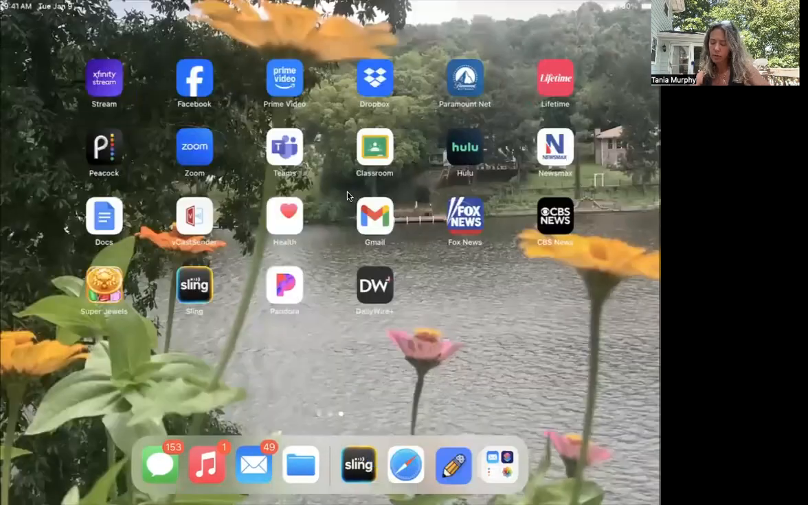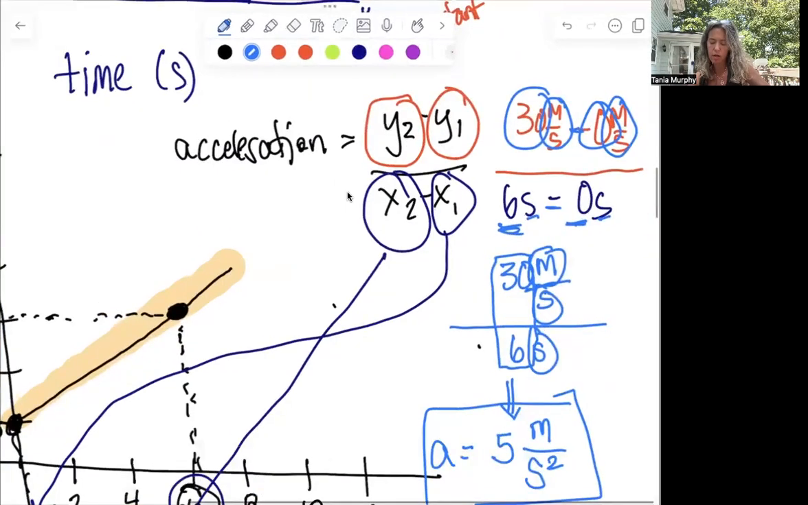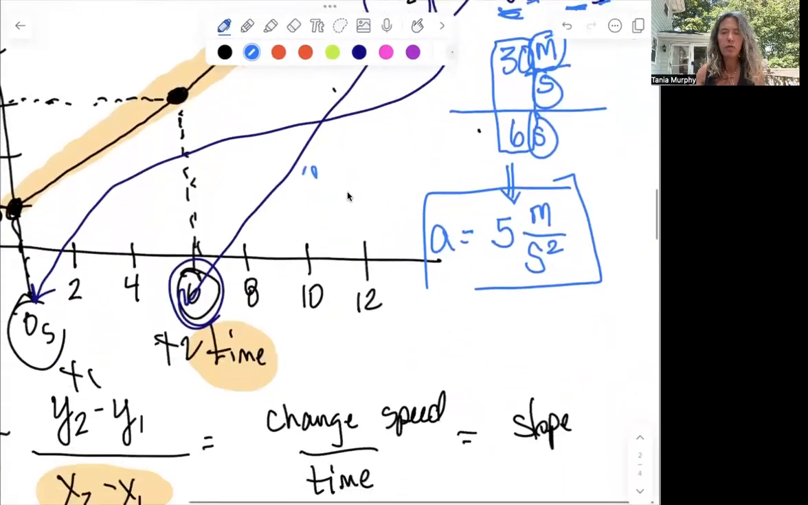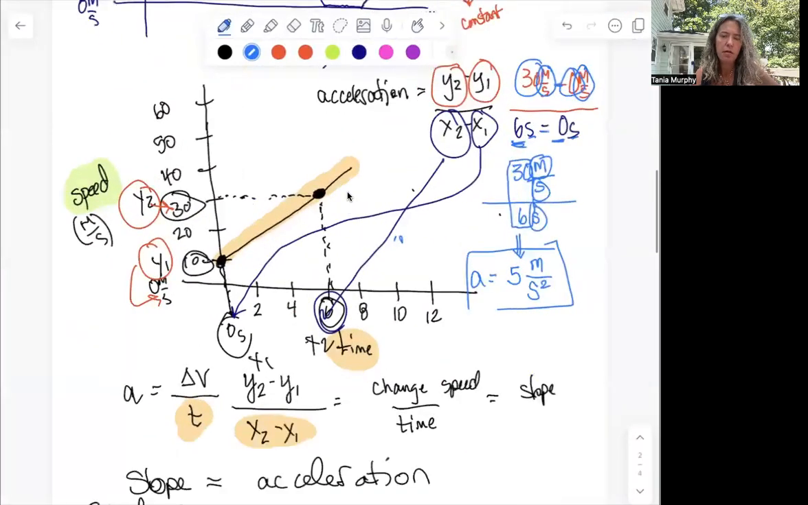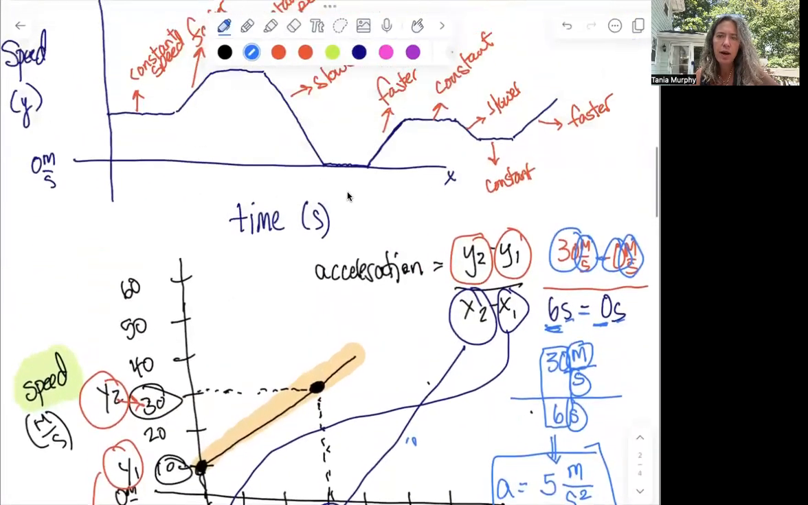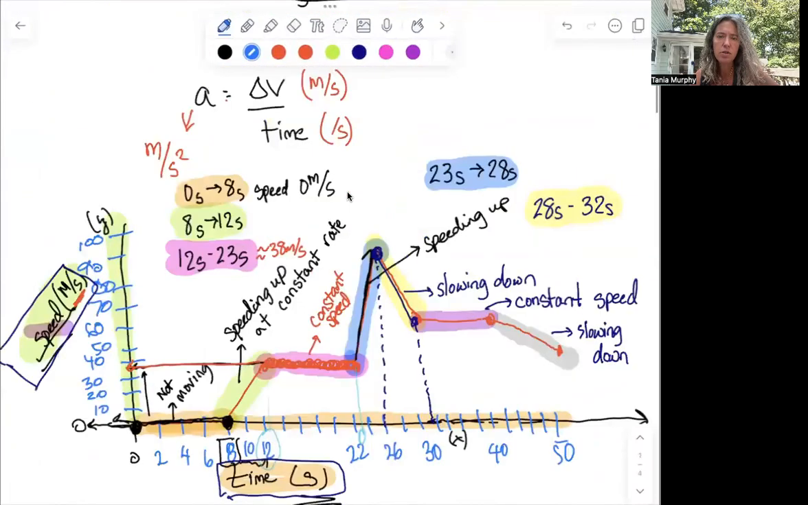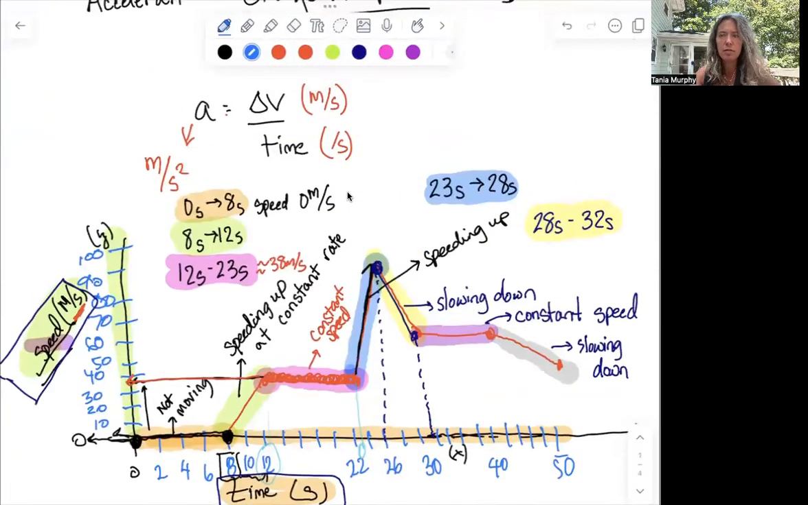Notice it's positive because we're moving faster. If it was negative, we'd be slowing down. A little messy, trying to move fast, but I think if you just watch over it, you'll get the gist of it.